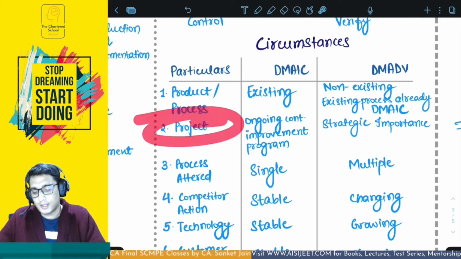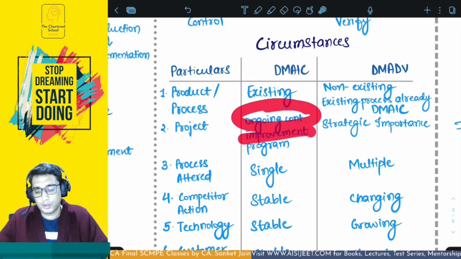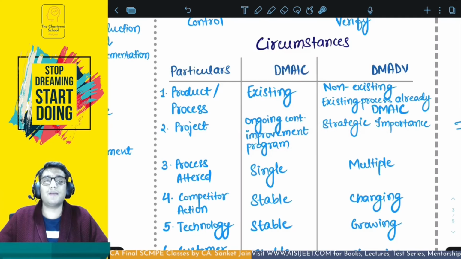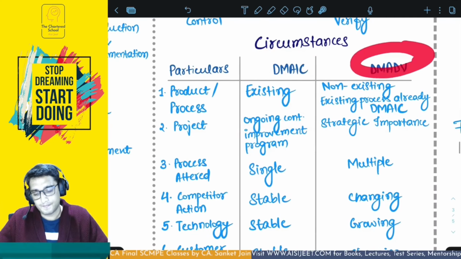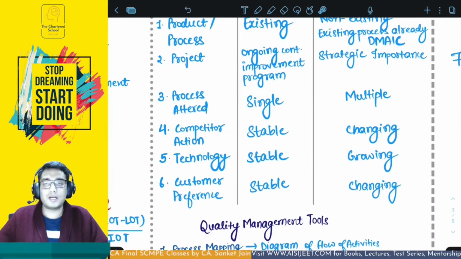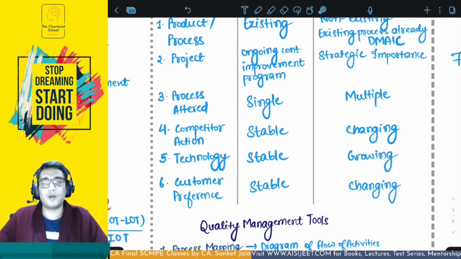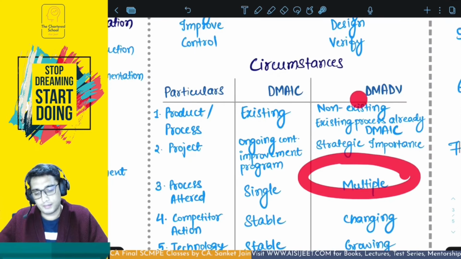The type of project under which DMAIC or DMADV can be applied. If it is an ongoing continuous improvement program, your DMAIC can be applied here. If the project is of strategic importance, apply DMADV. The number of processes that can be altered under DMAIC, you can alter a single process. If you have multiple processes to alter, then you need to go for DMADV.